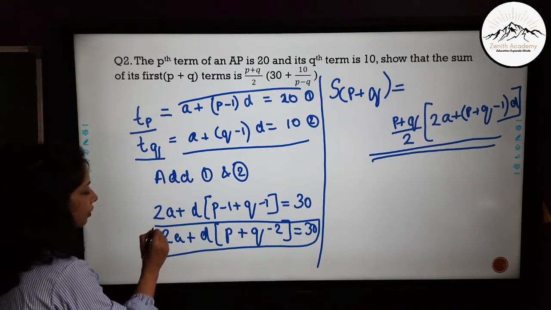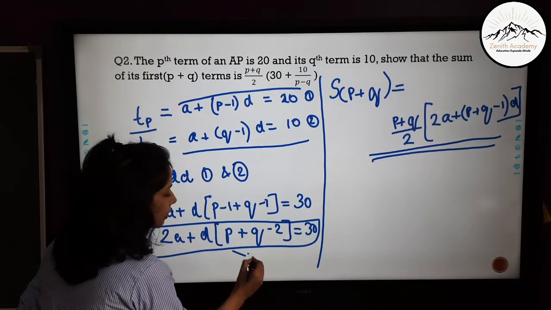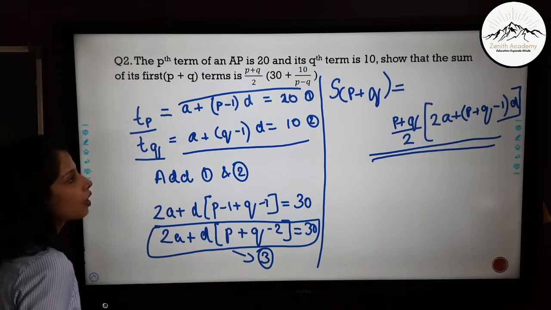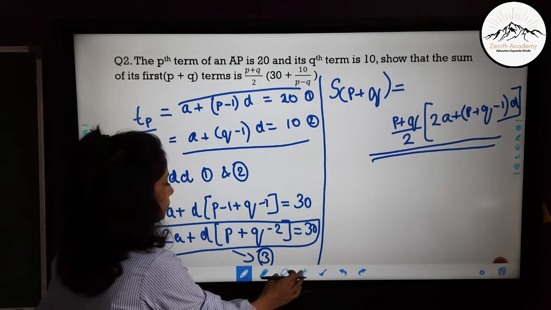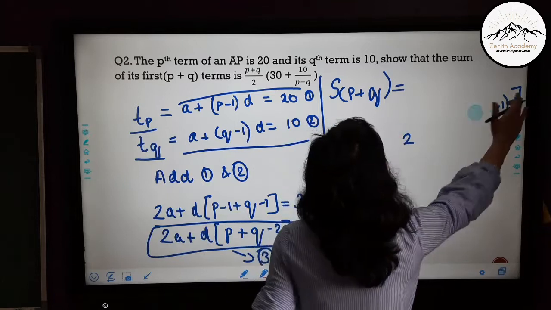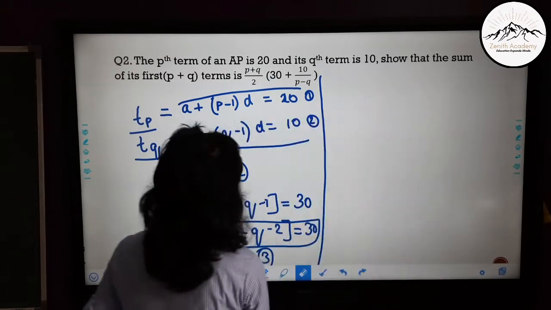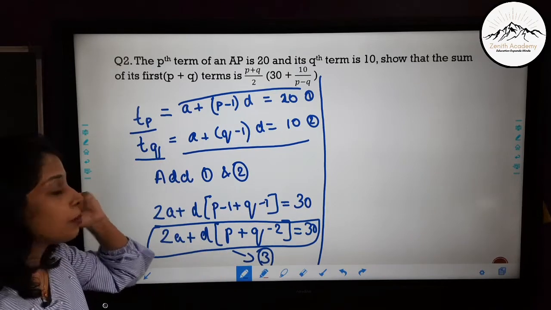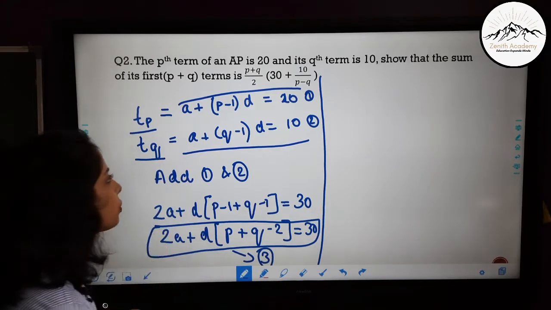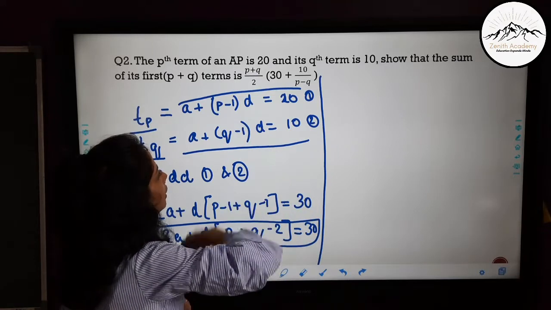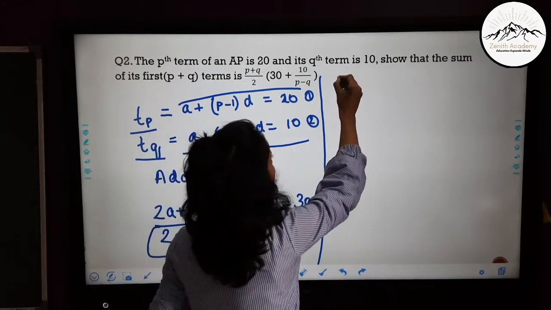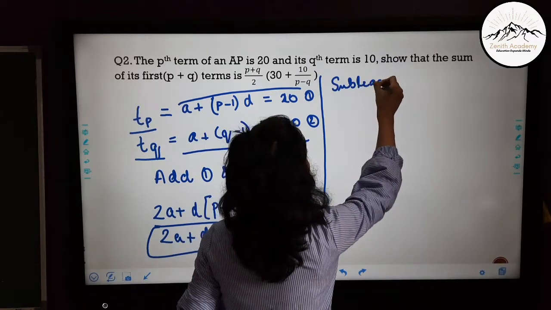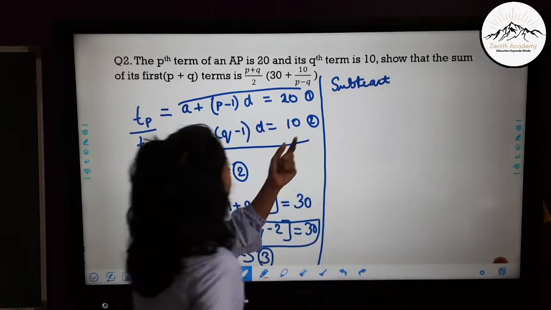We cannot solve it further. So let's see, we mark it first as equation 3. Now what we can do further? Since we are not getting the answer, we can perform another operation on these algebraic equations. So now the second operation we can do is subtract 2 from 1.